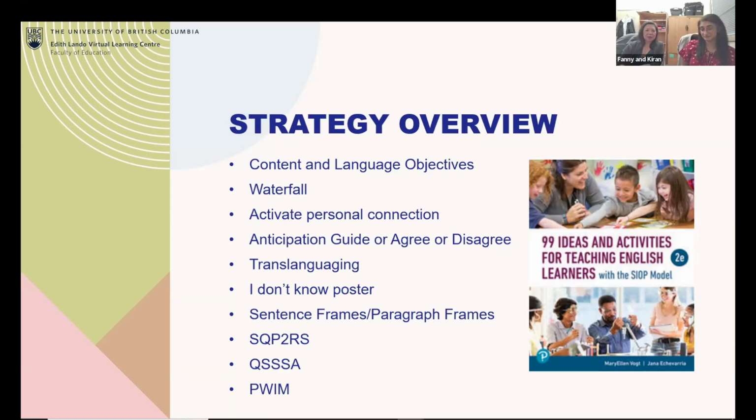Okay. So, are we at translanguaging? No, anticipation guide. Okay.